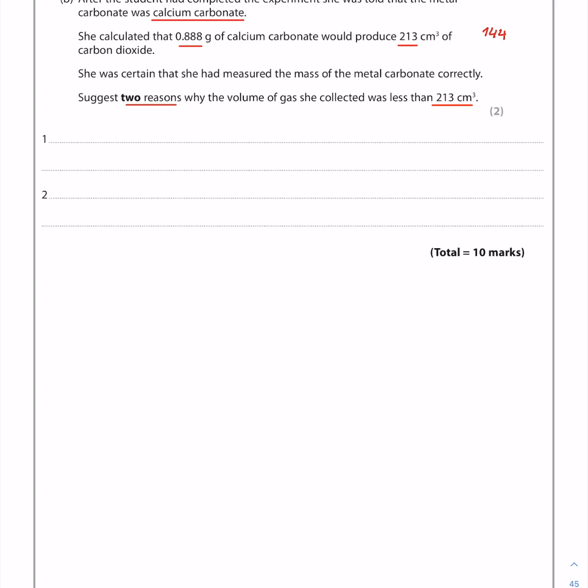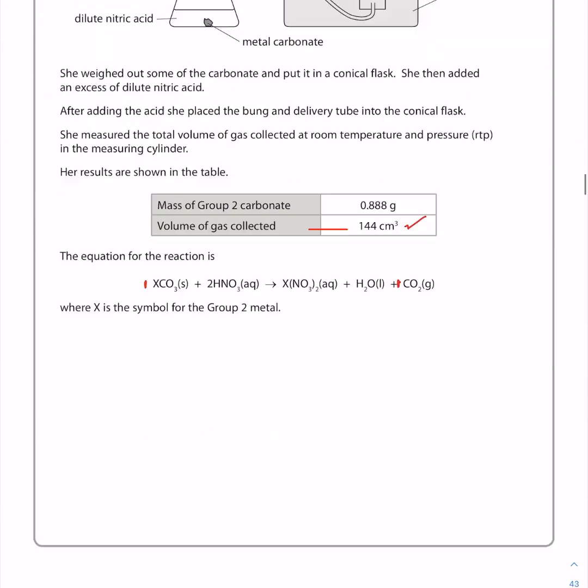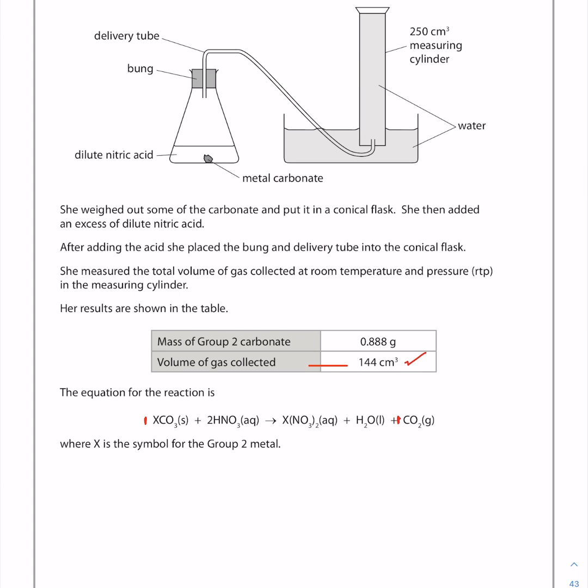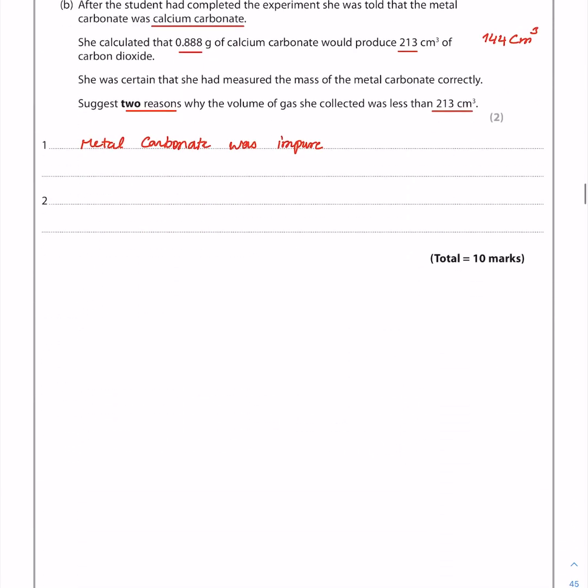يعني ليه حجم الكربون دايوكسيد اللي هي عملت لها collection أقل من 213؟ أول حاجة احتمال تكون الميتال كربونات اللي هو الإكس كربونات used was impure. يبقى هنا metal carbonate اللي هو الإكس كربونات was impure وعشان كده ما طلعش كربون دايوكسيد الفوليوم 213 طلع 144 كيوبيك سنتيمتر بس. الاحتمال الثاني ان يكون كربون دايوكسيد هرب during replacing the bung او before placing the bung. يعني some carbon dioxide gas escaped before the bung was placed. شو هو المفروض ان هو قال after adding the acid she placed the bung. طب ما احتمال يكون carbon dioxide escaped before placing the bung.